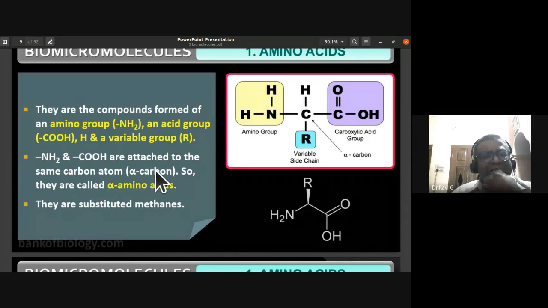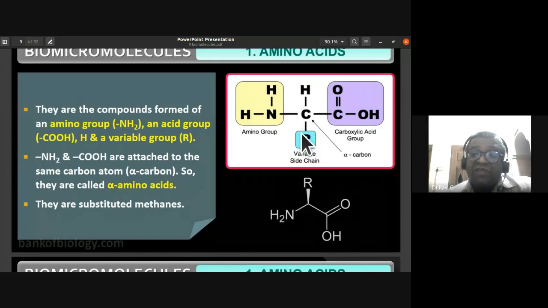The NH2 and COOH are attached to the same carbon atom. We call that carbon atom the alpha carbon, and this sort of amino acid is called an alpha amino acid. They are substituted methanes, where one hydrogen of methane is substituted by the variable group, one by the amino group, and one by the carboxylic acid group.